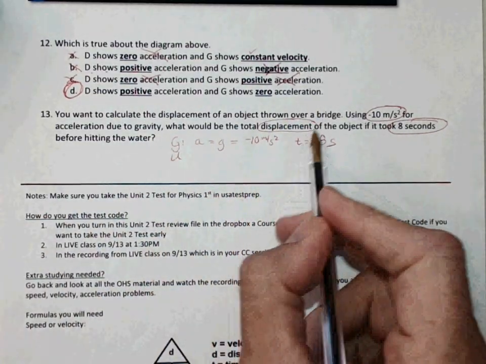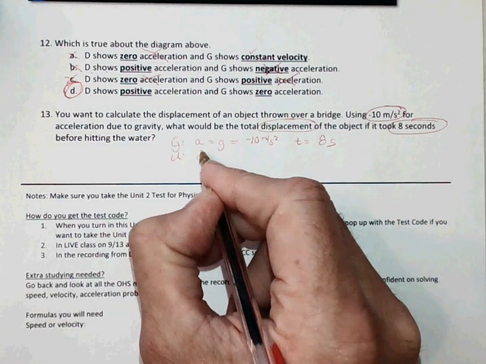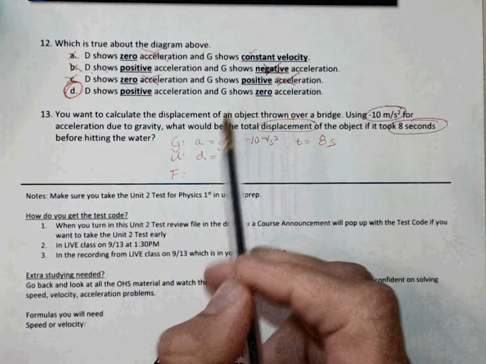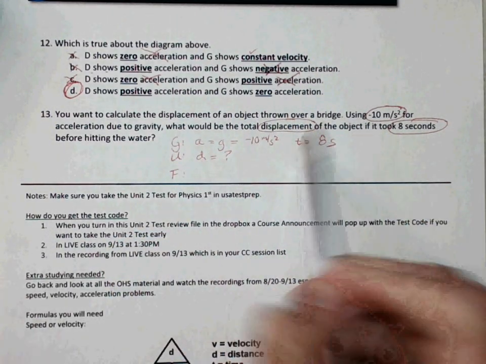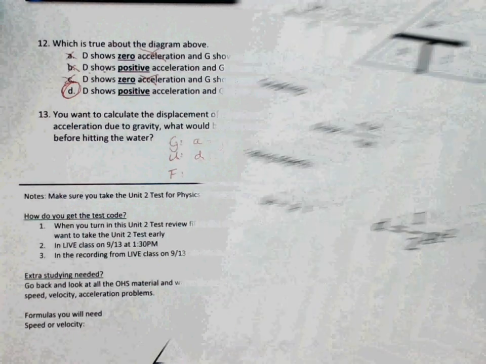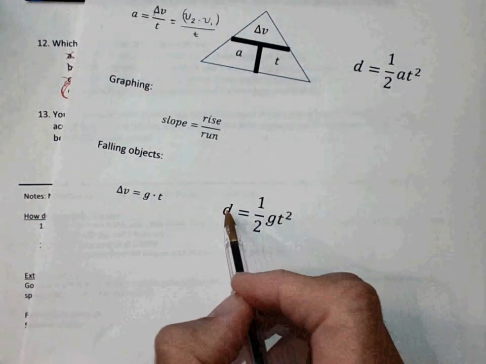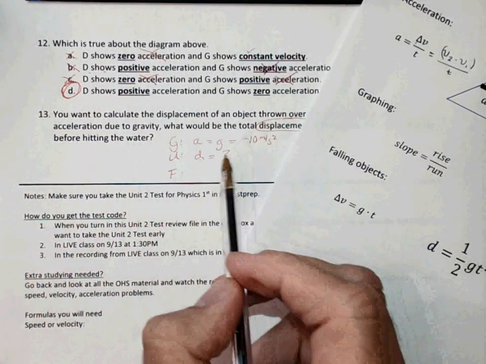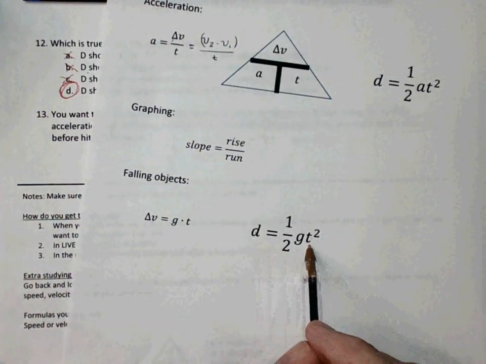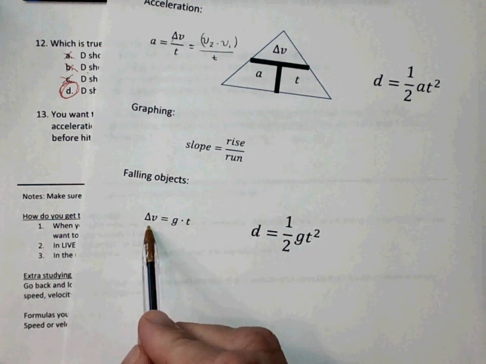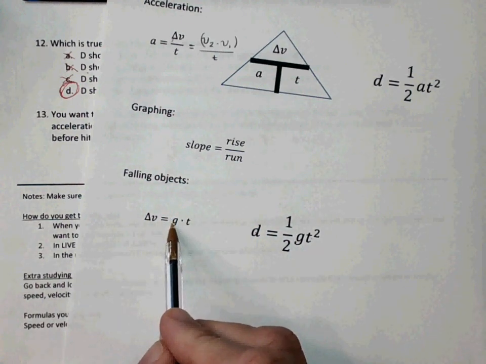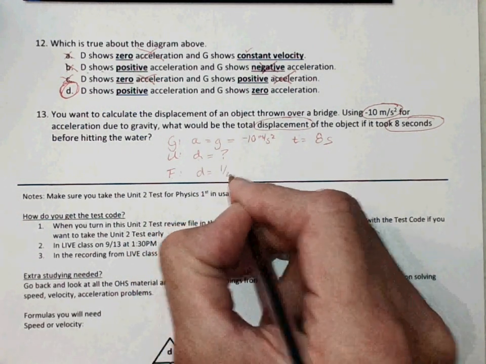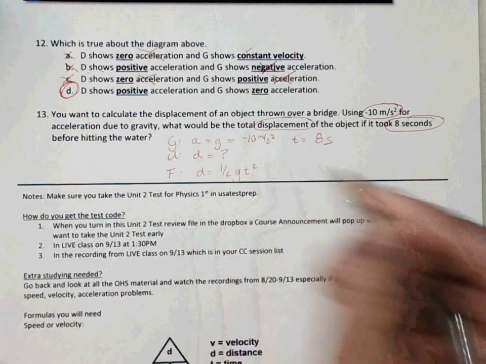So I'm looking for displacement rather than distance. Still D. I don't know it. What is my formula? Better find a formula with A, D, and T. D and T, but no A. Oh, right. So here, G, right? Acceleration due to gravity. So this is the one I want. I don't know anything about velocities, okay? I have to recognize that A and G are the same. So D equals 1/2 GT squared.